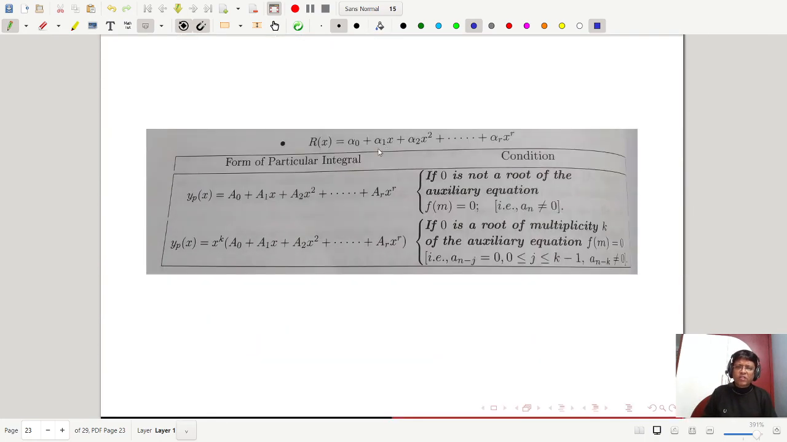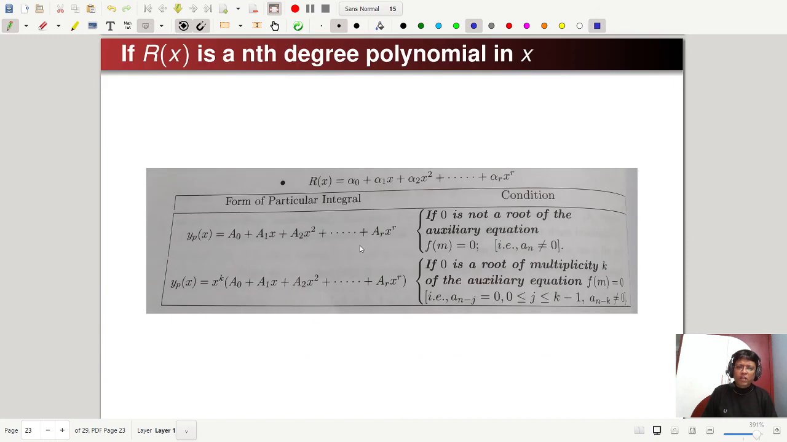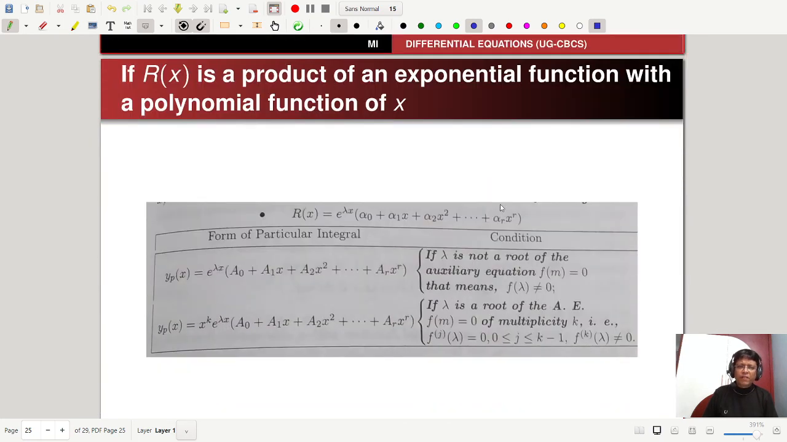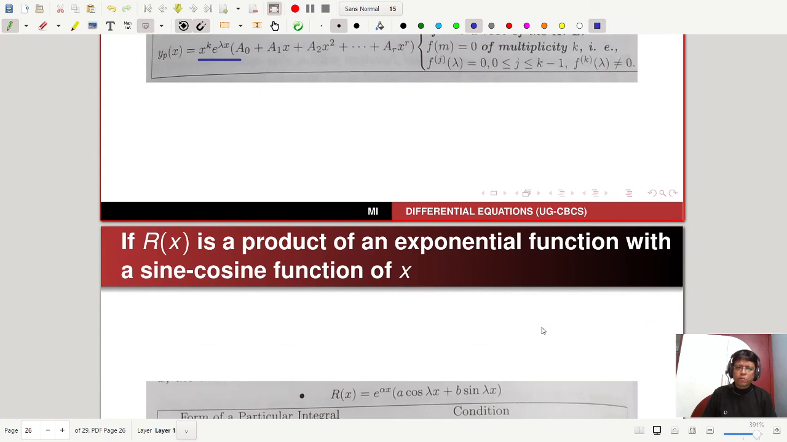So look at that. In this case also, if R(x) is an nth degree polynomial, then these results are also multiplied by x to the power k, because you are using more than second order derivatives. You can generalize your concept. So this is the generalization of the previous concepts. Sine cosine also, we are generalizing the concept. And if there is a product of exponential function and polynomial function, look at that, x to the power k, if lambda is a root of the auxiliary equation with multiplicity k. In this case also, we have generalized the concept for higher order derivatives of linear equations.